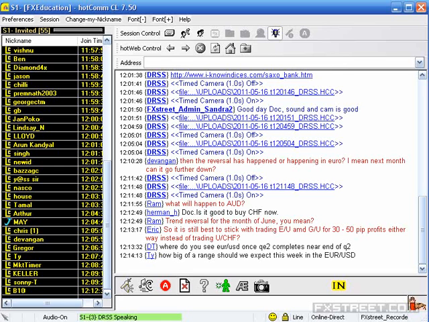Then DT. Where do you see euro once Q2 gets completed, near the end of Q2? They may take euro just below the psychological level of 1.40 briefly intraday, and they are expected to hover around and take it further up.